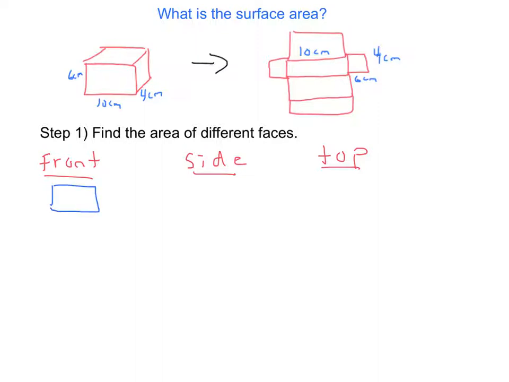It's a rectangle, and as you can see right here, it is 6 by 10. So I'm just going to write that down for myself: 6 centimeters by 10 centimeters. Now I need to find the area of this face. So we'll take a look at this one first.